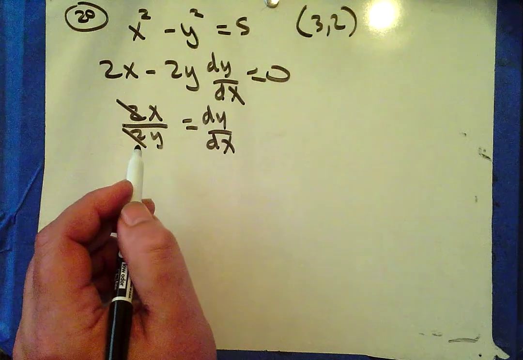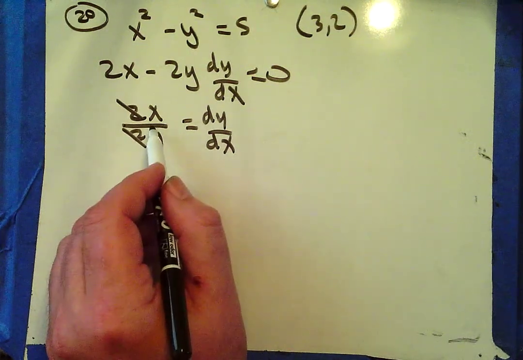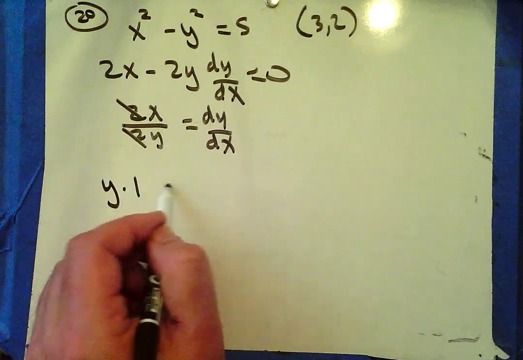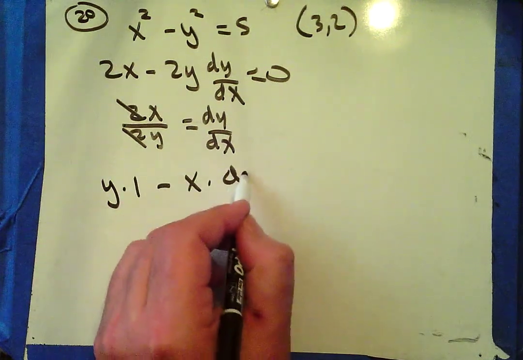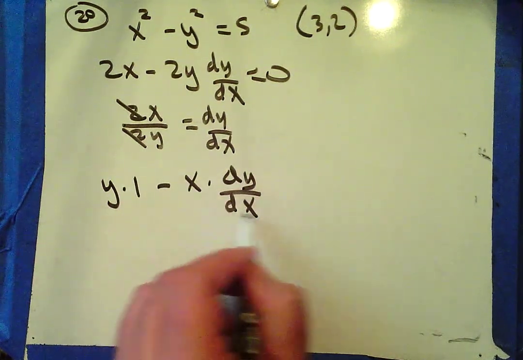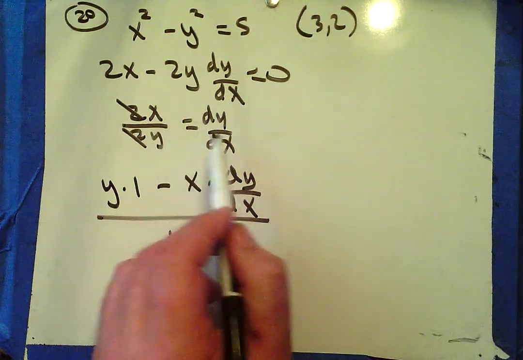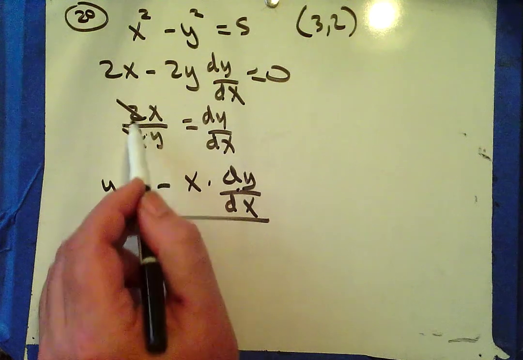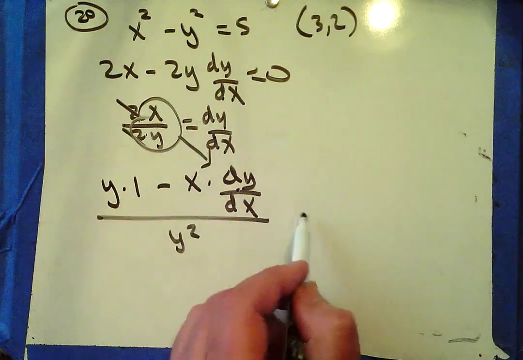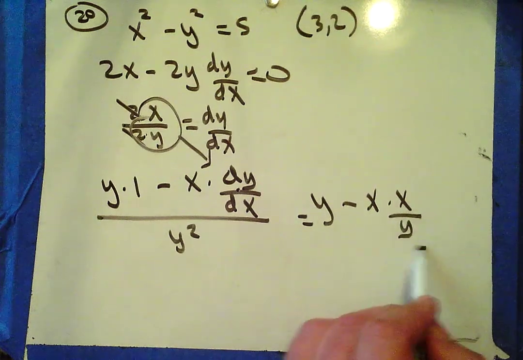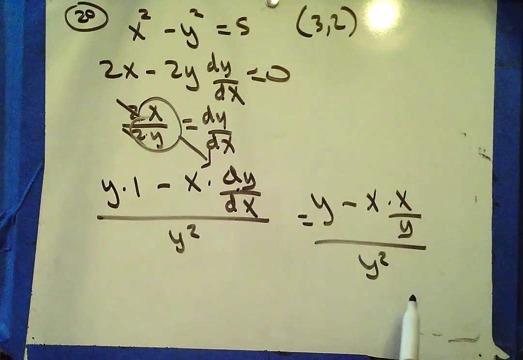But I need the second derivative, so I need to take the derivative of this, which means I need to use the quotient rule. Low d high minus high d low over low squared. And I'm supposed to plug dy/dx in here. And so I've got (y minus x times x over y) over y squared.